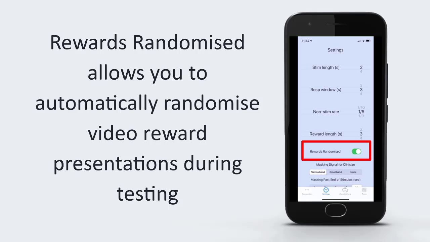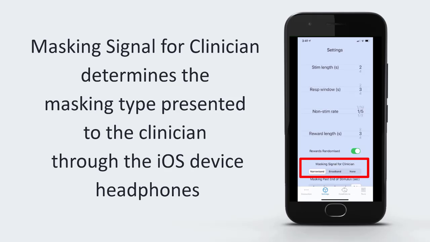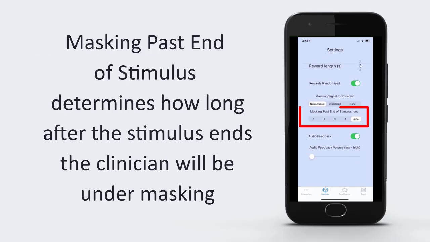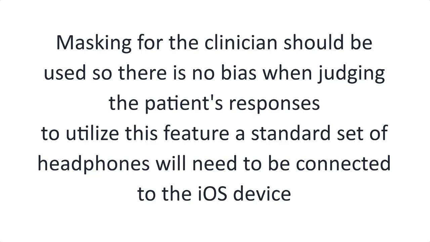Rewards Randomise allows you to automatically randomize video reward presentations during testing. Masking signal for Clinician determines the masking type presented to the clinician through the iOS device headphones. Masking past end of stimulus determines how long after the stimulus ends the clinician will be under masking. Masking for the clinician can be used so there is no bias when judging the patient's responses. To utilize this feature, a standard set of headphones will need to be connected to the iOS device.